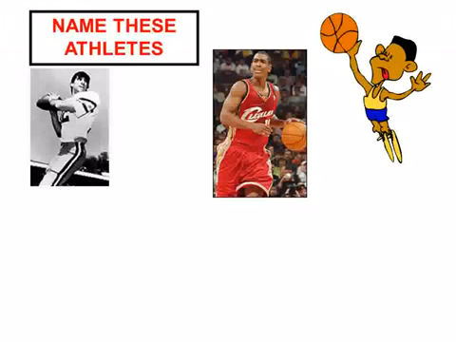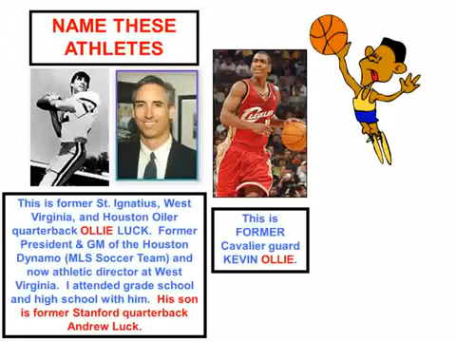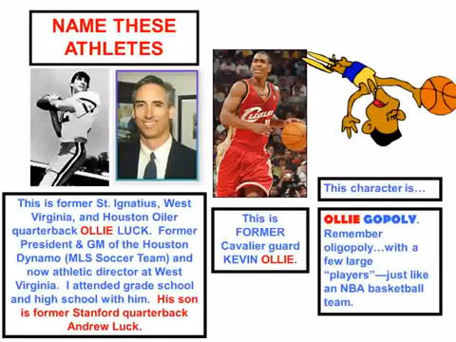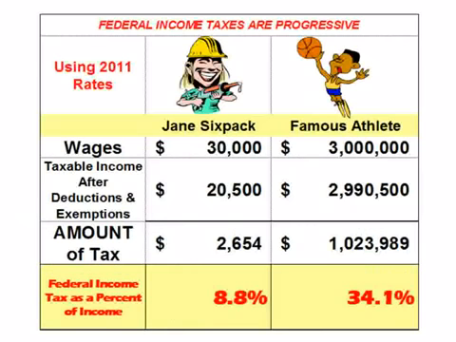The basketball player's name is Oligopoly. There's his 360 maneuver. And then I use some mathematical examples to support these statements.